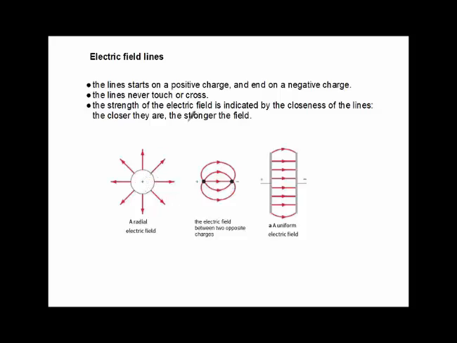So it's always out of the positive. Here also, from the positive towards the negative. The lines never touch or cross. As you see here, in all these figures, the lines do not touch or cross each other, because they only have a certain direction at each point. The strength of the electric field is indicated by the closeness of the lines.